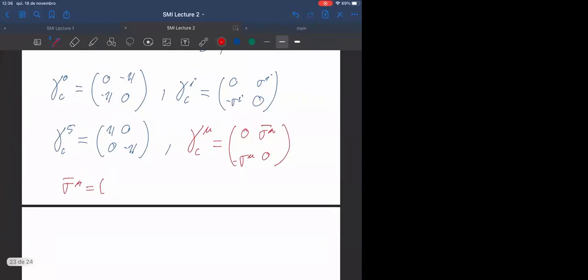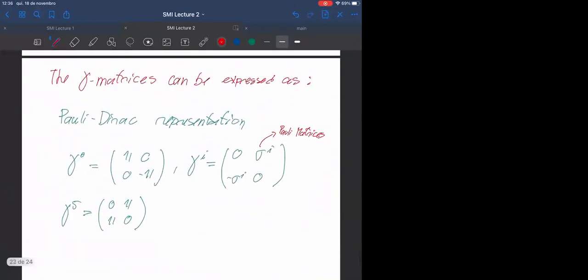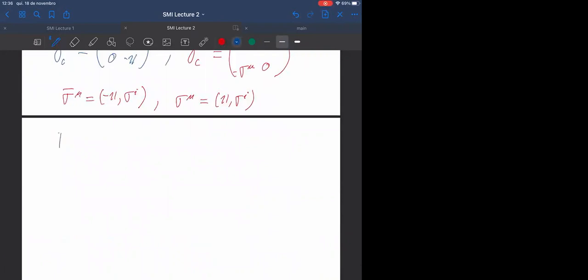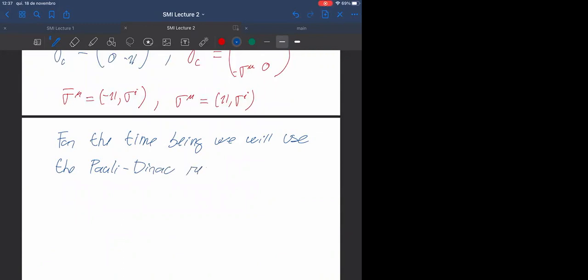So sigma mu is basically minus identity sigma mu bar, and since we have this minus there, it's simply 1 sigma I. And this is not sigma mu at all. But there are sigmas everywhere here. So for the time being, we will use the Pauli-Dirac representation, basically in what concerns the calculation of the solutions of the Dirac equation.